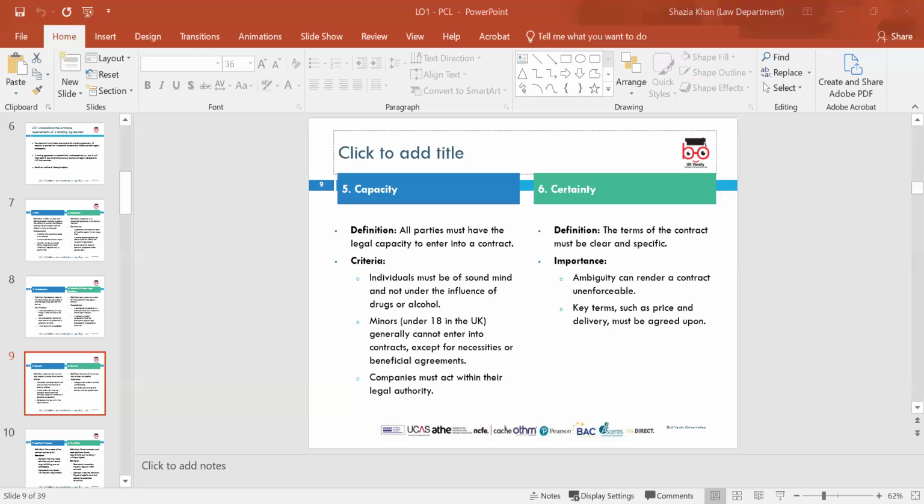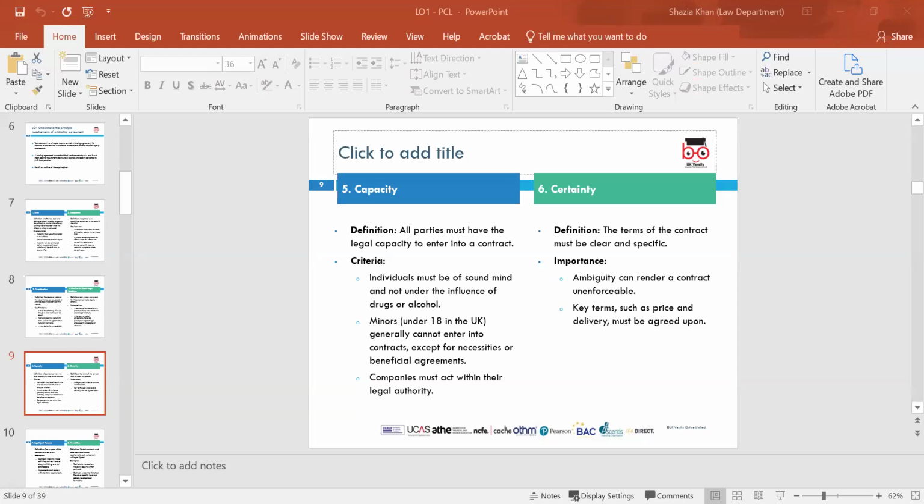Then we've got the next element, which is certainty. The concept of contract certainty holds significant importance in any sort of agreements or transactions. Certainty in contract law refers to the clarity and precision of terms and conditions within a contractual agreement. All parties involved in a contract need to be able to fully understand and interpret its terms. They need to be able to understand what they are signing. A contract should be a complete and final agreement, leaving no room for ambiguity or misunderstanding.